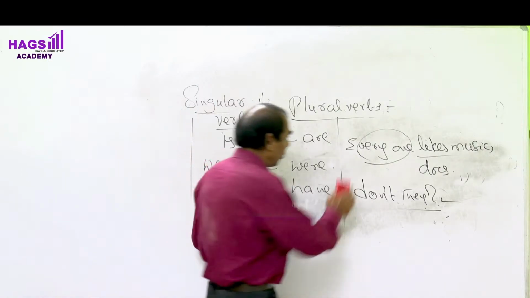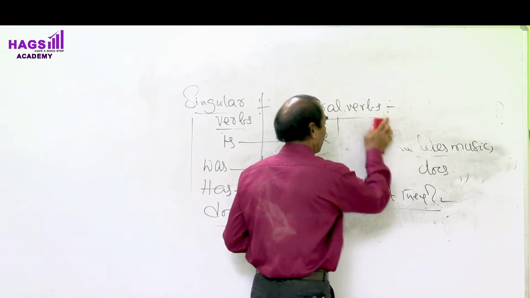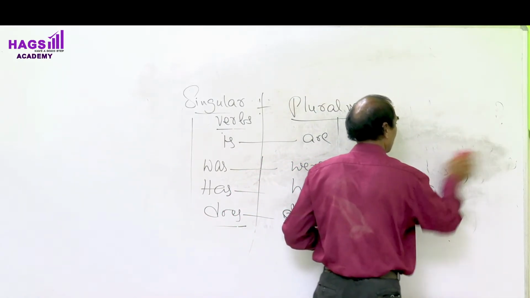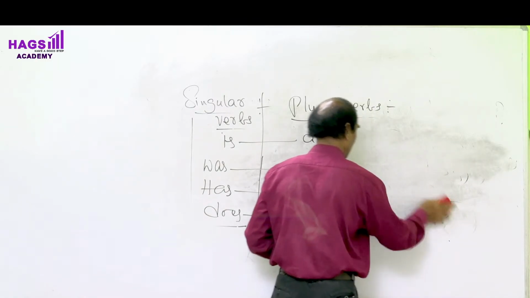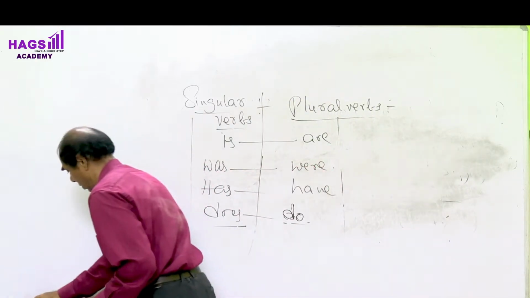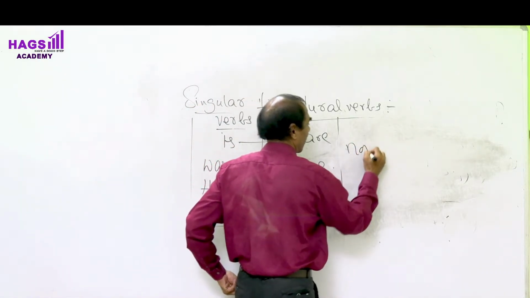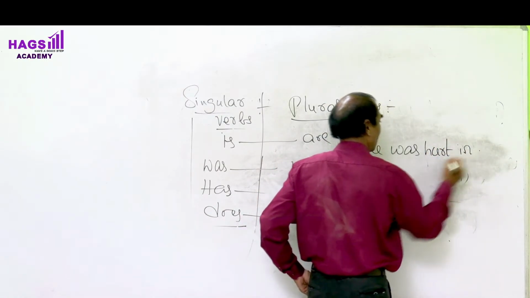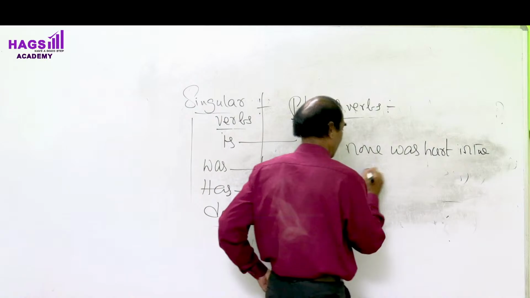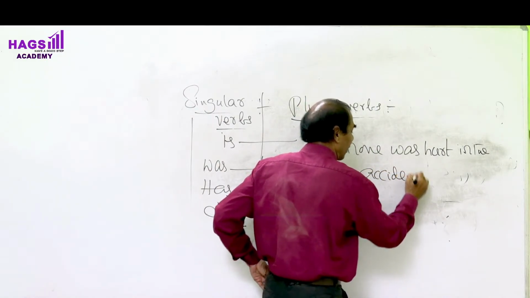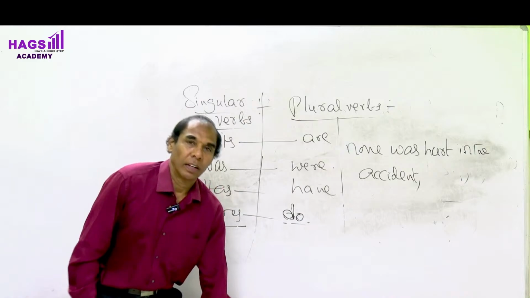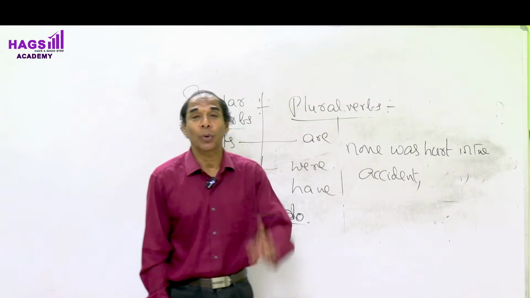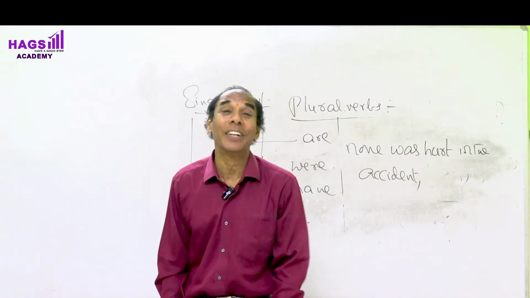Right? Let us practice some more sentences. Look. None was hurt in the accident. Right? None. Negative. No one, none. These two words give us negative sense.